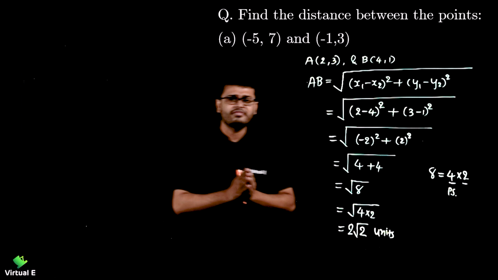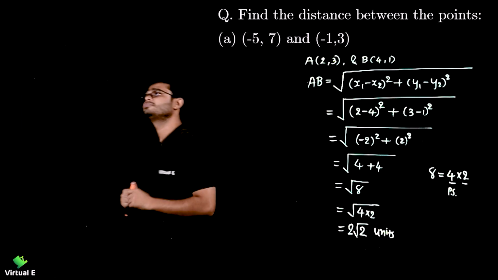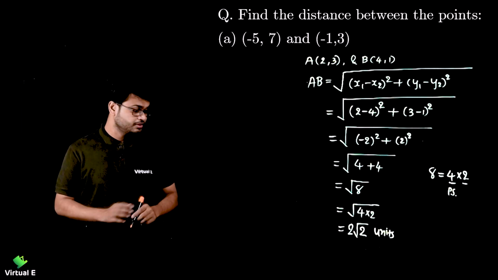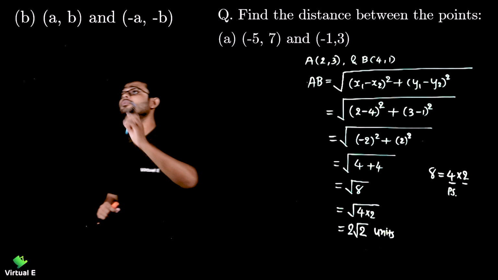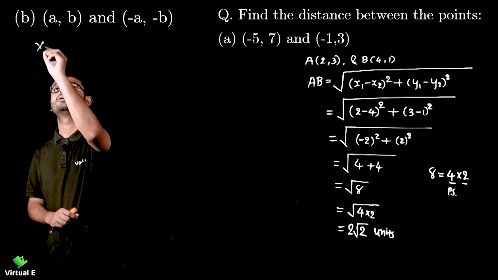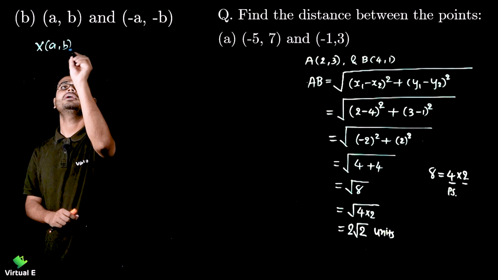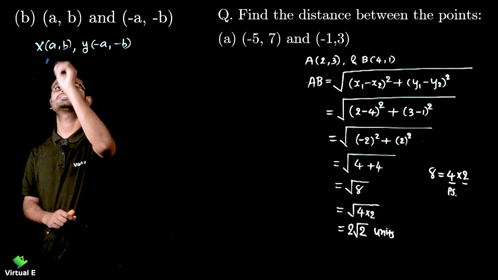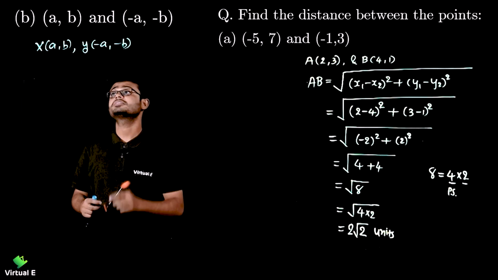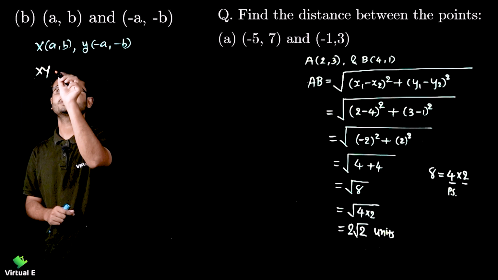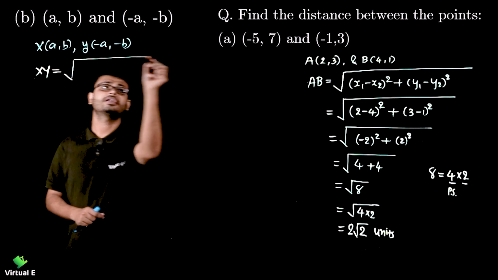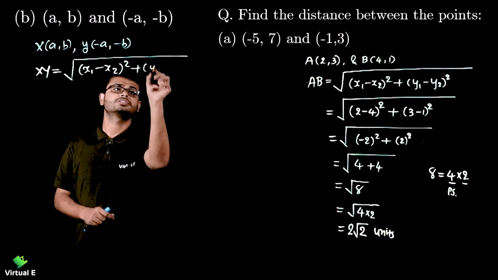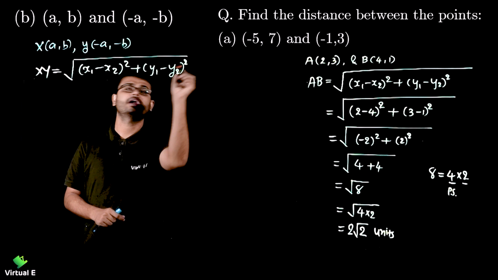Otherwise, simplify in the normal form. Let's do another question. Here (a, b) and (-a, -b) are given. So I am going to take X as (a, b) and Y as (-a, -b). Let's solve this one. If I want the distance XY, again write the formula, which is the square root of (x1 minus x2) whole square plus (y1 minus y2) whole square.